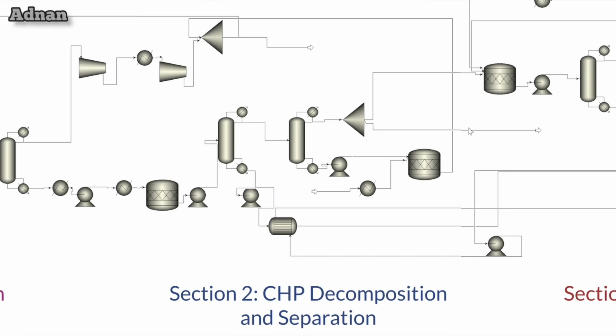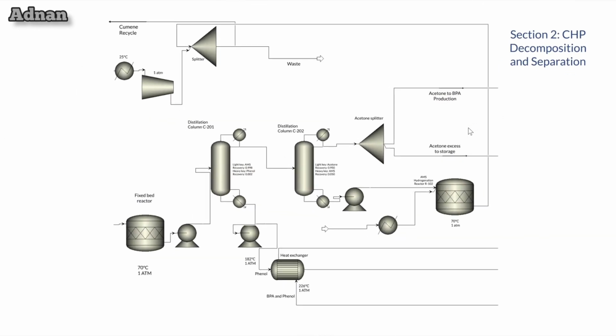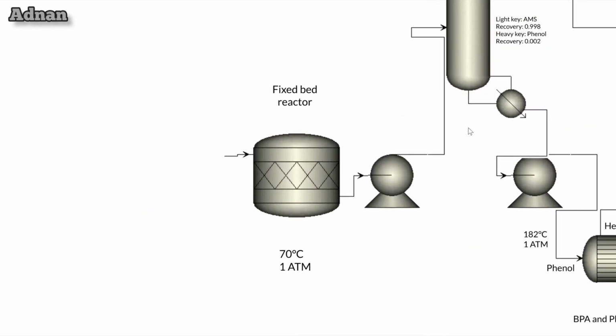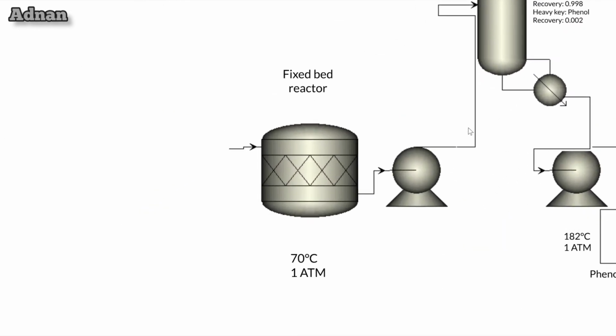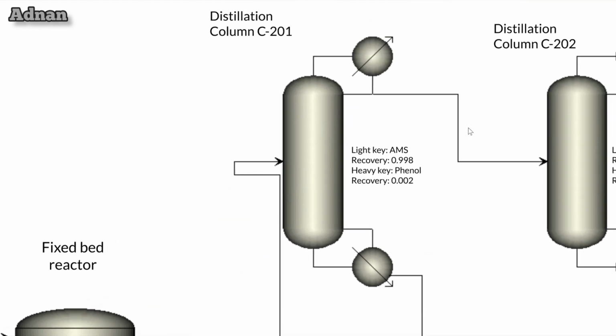The second section of the process simulation consists of the CHP decomposition and the separation of acetone, AMS, and phenol into separate streams. The concentrated CHP from the vacuum distillation column in section 1 is fed into a fixed bed reactor which operates at 70 degrees Celsius and 1 atm of pressure in the presence of a zeolite catalyst. A mixture of acetone, AMS, and phenol is produced and is fed through a pump into the first of two distillation columns. The first distillation column separates acetone and AMS from phenol.